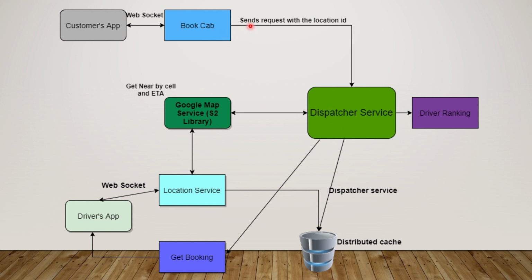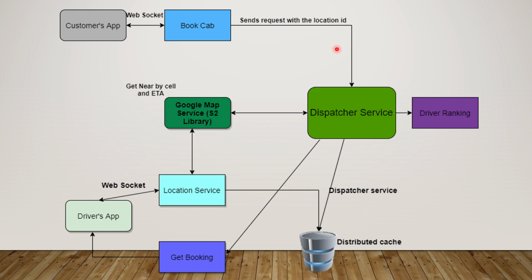So book cab, it will send a request with the location ID of the customer, and it will also send some other detail to the dispatcher service saying that I want to book a cab for myself, a complete cab. I want it of type a mini cab or a sedan or an SUV. That kind of detail will be sent to the dispatcher service.